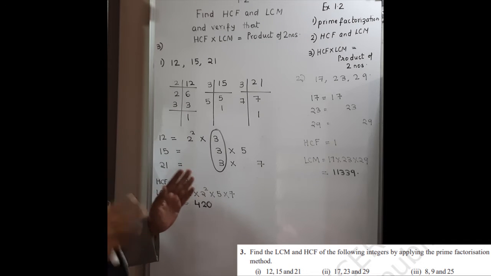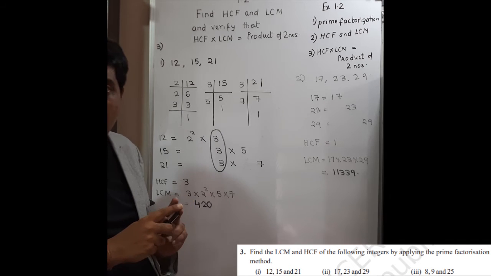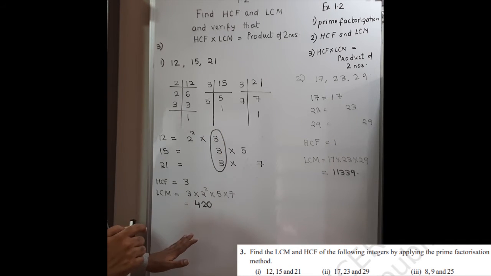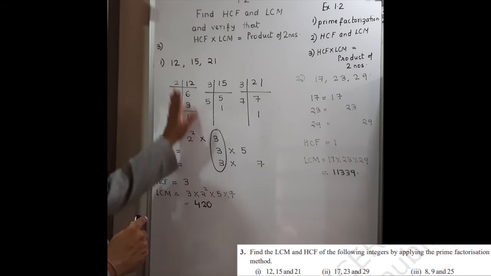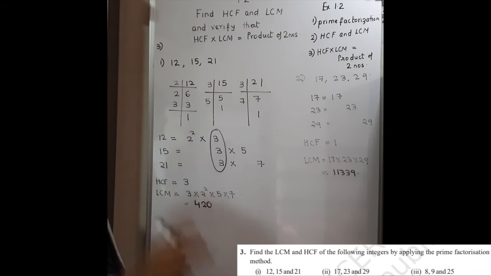Also for this, always remember the formula which was there, HCF into LCM is the product of two numbers, is not applicable over here. HCF into LCM will not be equal to 12 into 15 into 21. It is only applicable for two numbers.